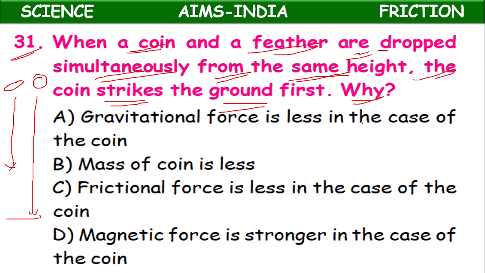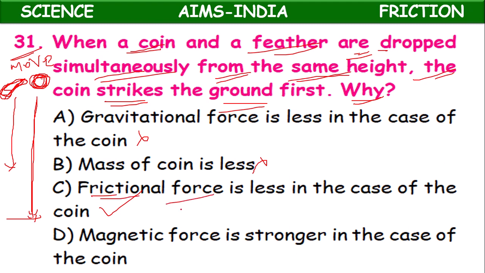Gravitational force is less in the case of the coin. Wrong. Mass of the coin is less. Wrong. Frictional force is less in the case of the coin. This is correct, children. Why? Because the area of contact between the feather and air is more compared to the area of contact between the coin and air. So because of more area on the feather, more friction will be applied. On the coin, less friction will be applied. Because of that, it will reach the ground first.